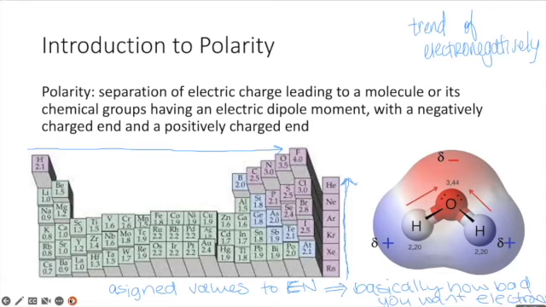Where a higher number means you want it more. So this definition of polarity talked about an electric dipole moment. What the hell is that? So when we create a bond, here's the bond for water.